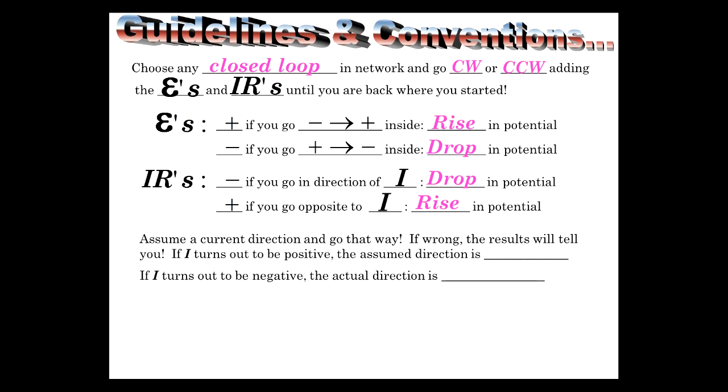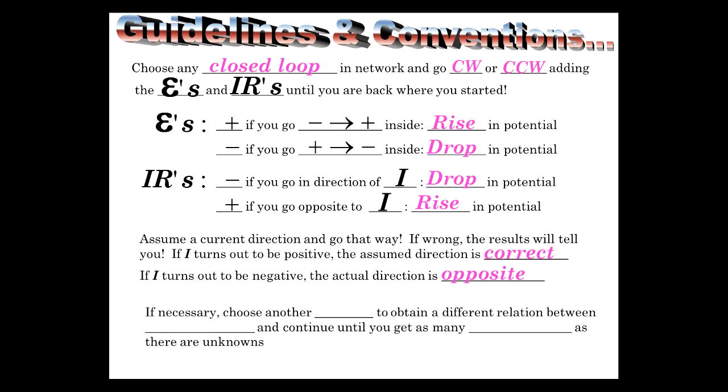So you assume a current direction through a particular element. As it gets more complicated, you don't necessarily know. Just assume it and go with it. If wrong, in the end, your results will be correct if they are positive. Your assumption will be correct if it turns out to be positive. If the current turns out to be negative, all that happened is you chose incorrectly. And it's not always possible to know ahead of time, so that's okay.